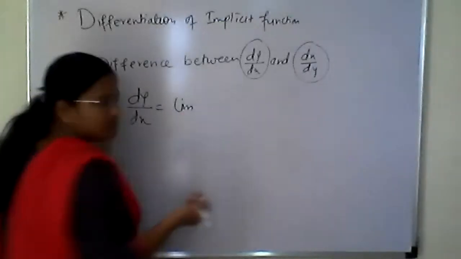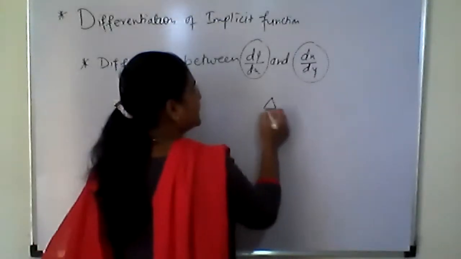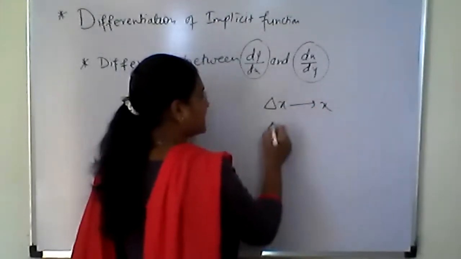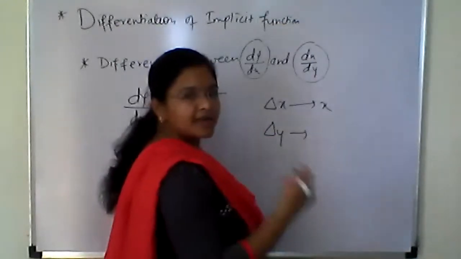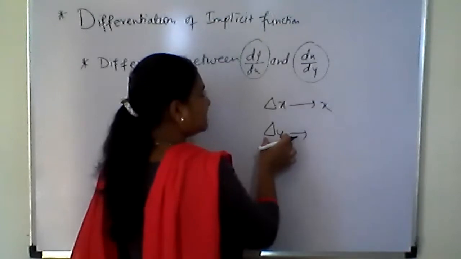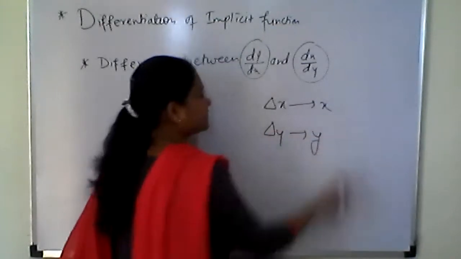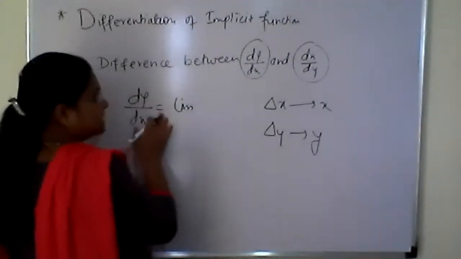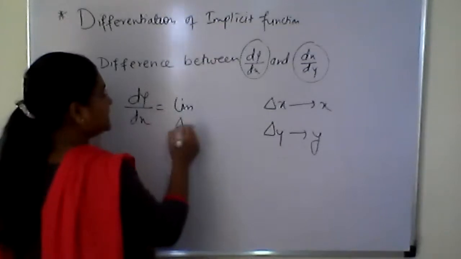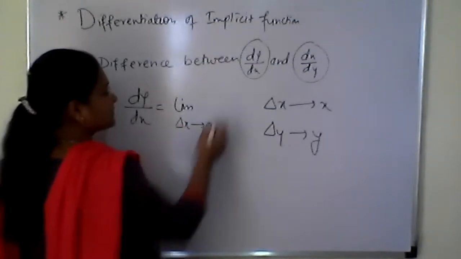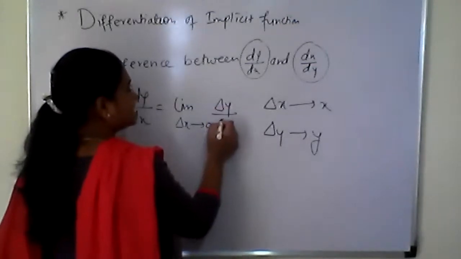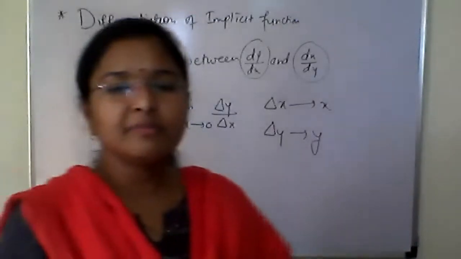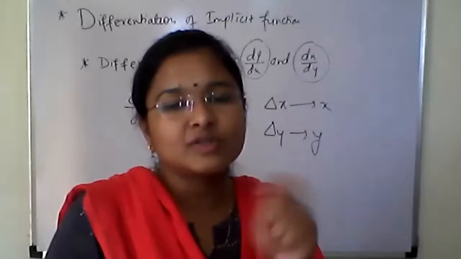Now we can consider delta x is a small increment in x, and delta y will be the corresponding increment in y. Now, dy by dx, we can define this as limit as delta x tends to 0, delta y by delta x. Getting? Because derivative means small change in y with respect to x.